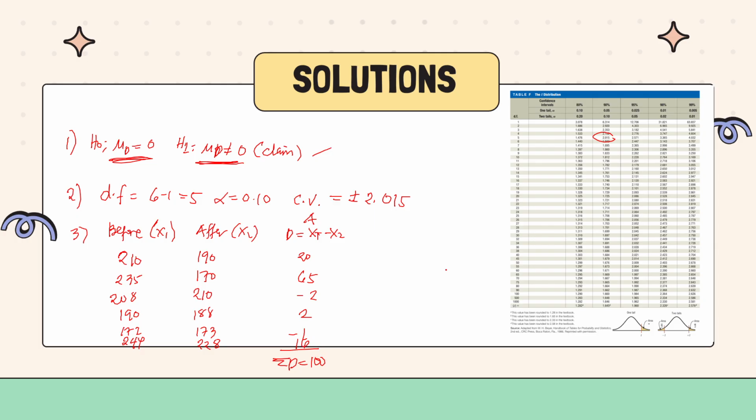Okay, the next step is we have to square the difference. So we have 20, then squaring this one, we have 400. Then 65 squared is 4,225. Then squaring 2 is 4, this one is 4, 1, and 16 times 16 is 256. Then after that we get the sum. The summation of d squared is equal to 4,890.